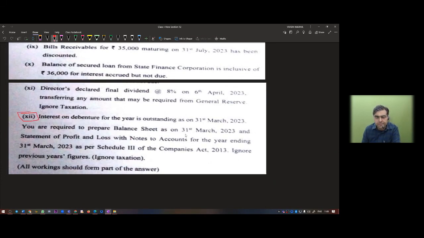You are required to prepare balance sheet and statement of profit and loss account as per Schedule 3, Division 1. And all working should form part of the answer.